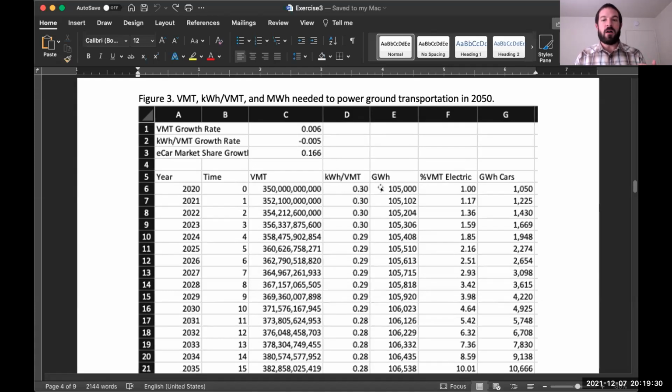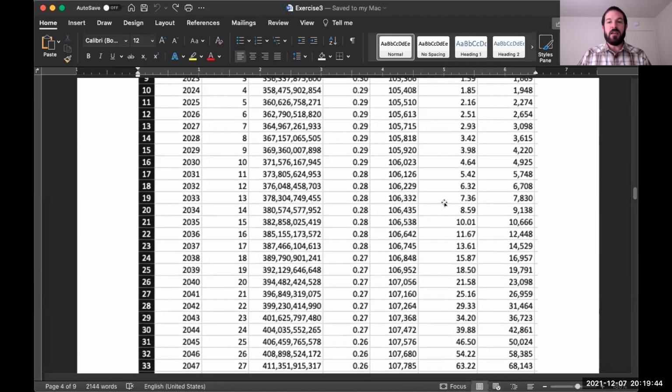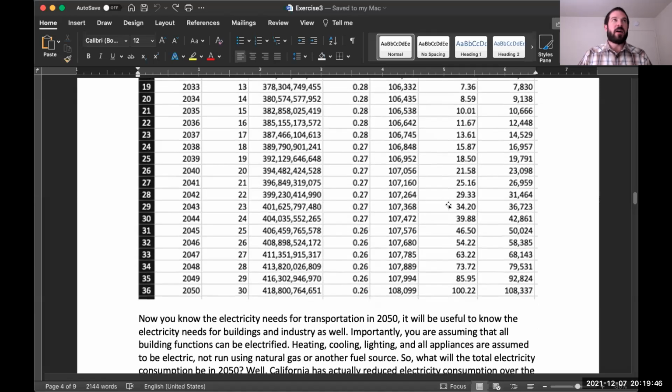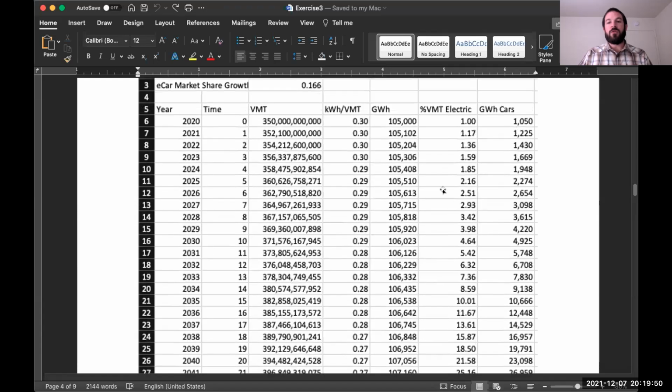And we are reverse engineering the CAGR, the compound annual growth rate, if you recall that from the previous lecture, that would be required to go from 1% of vehicle miles traveled as electric, as it is today, up to 100% by 2050. Okay. So you'll note that this is just one way of representing this increase in market penetration of electric vehicles.